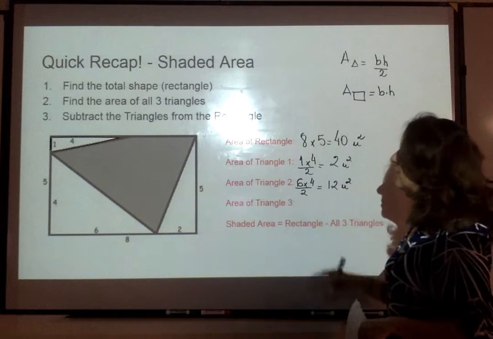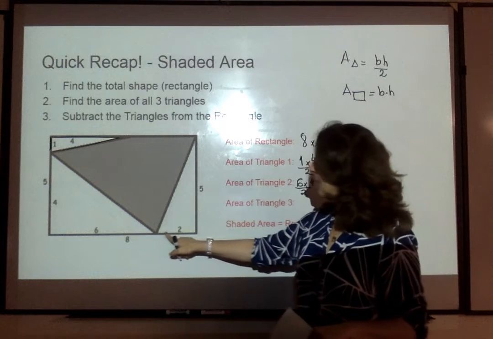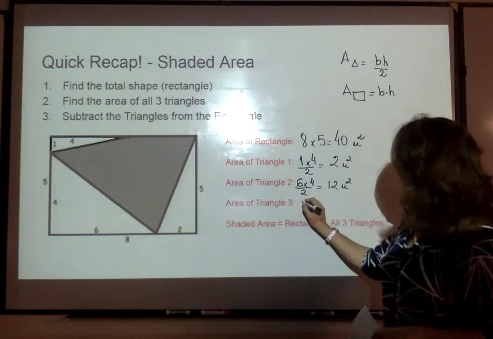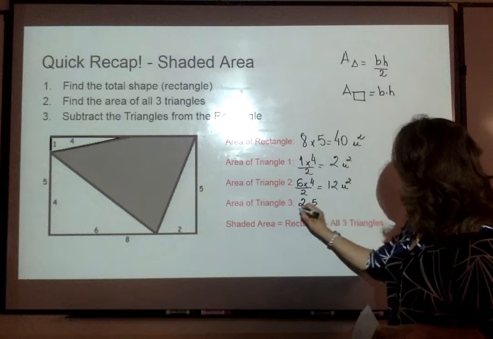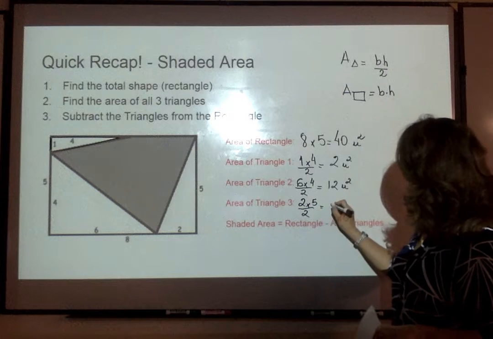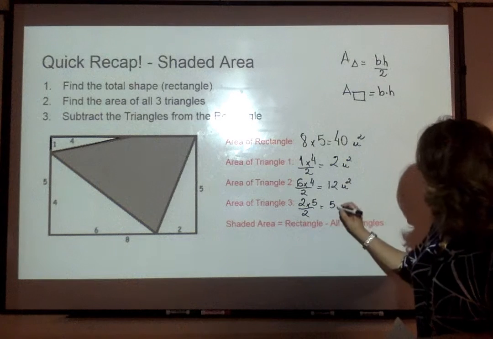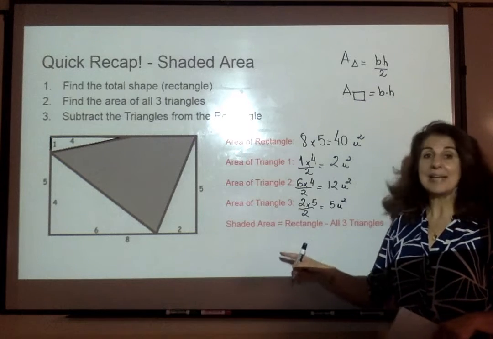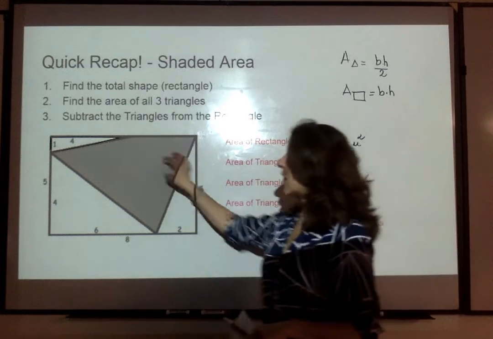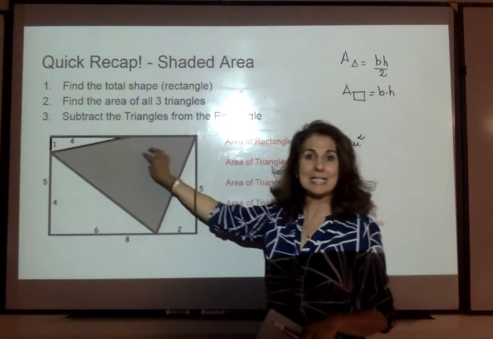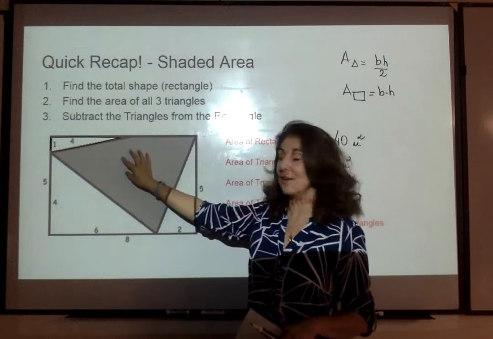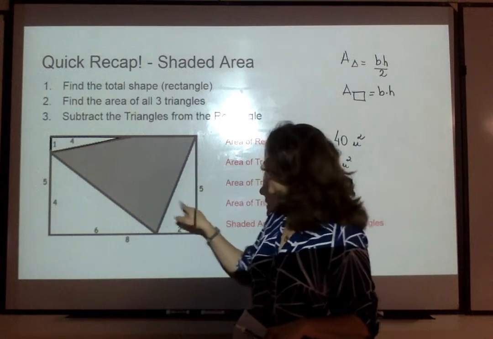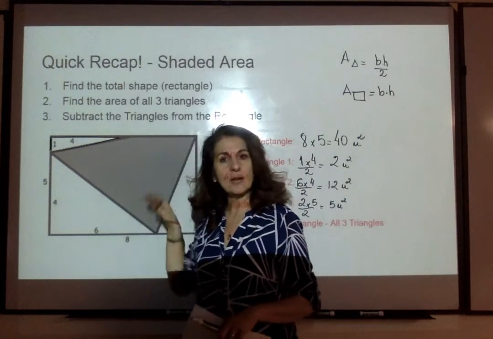The triangle number 3. Triangle 3 is this. Base to height is 5. So 2 times 5 divided by 2, this is 10 divided by 2, this is 5 units squared. So how do I find the shaded area? This odd shape here that is inside my rectangle. Well, I get the area of the entire rectangle and I take away all three triangles that are here.